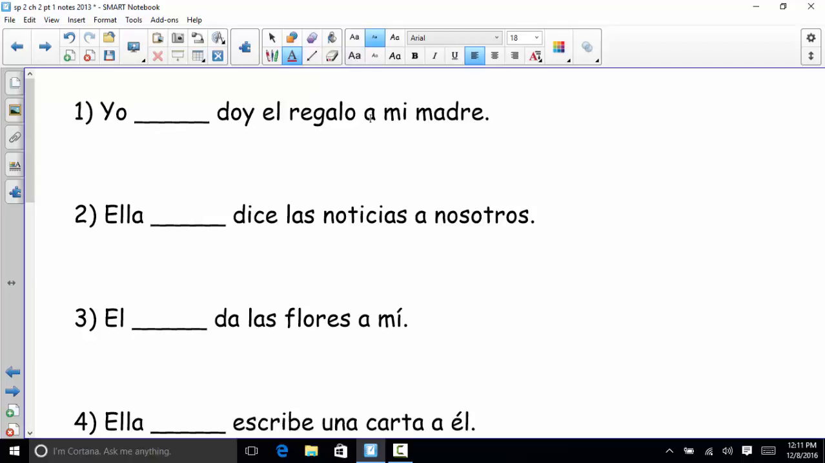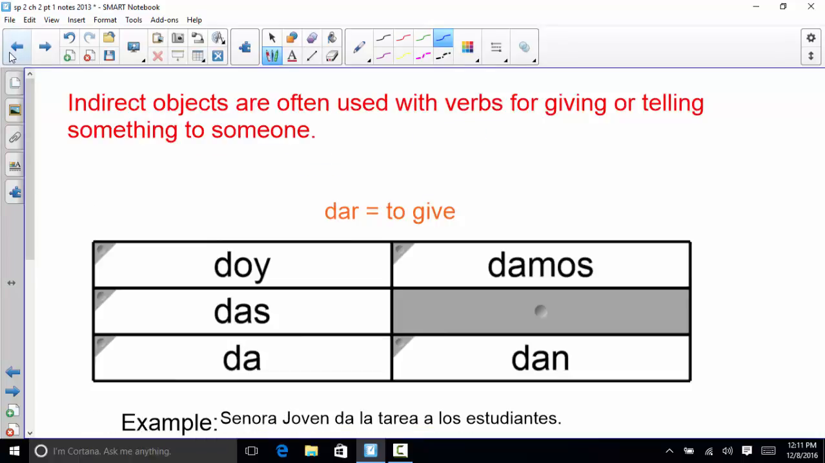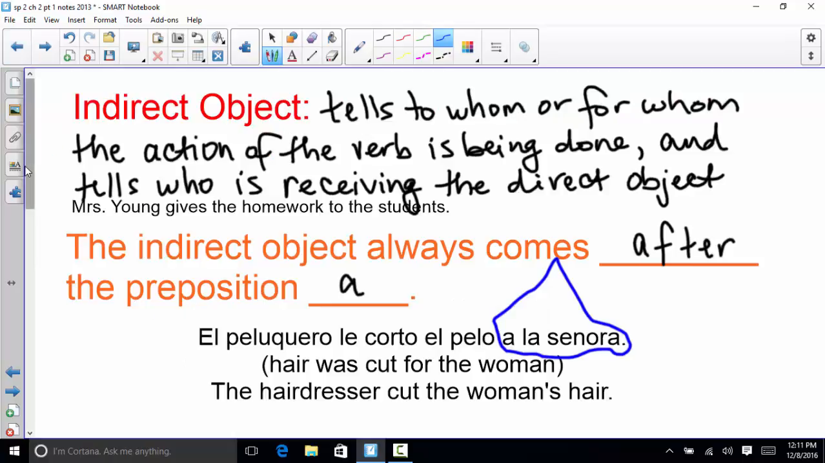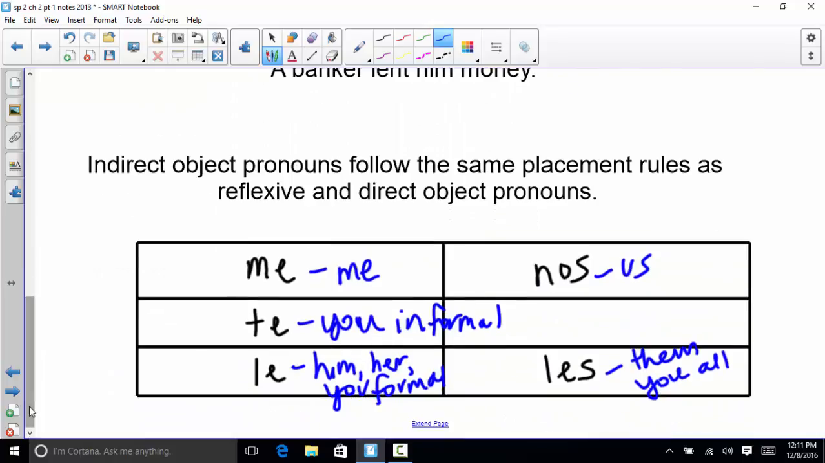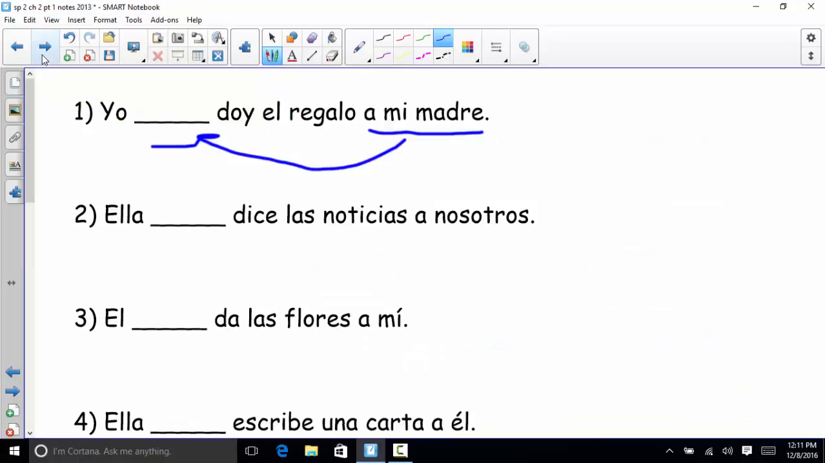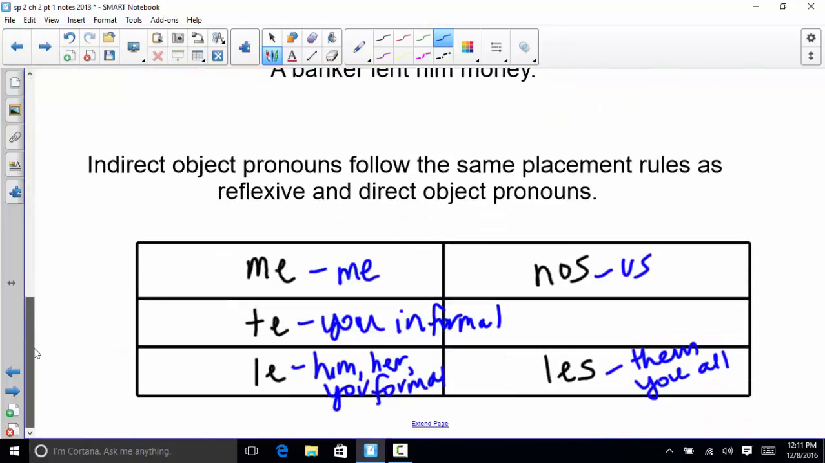Okay, but if we have an indirect object in the sentence, which we do, a mi madre, then we also have to have an indirect object pronoun before the conjugated verb. Okay, so based on my chart from a couple pages ago, I need to choose an indirect object pronoun that I could use with mi madre. Okay, so what I'm going to change that sentence to say is I give the gift to her. So I need an indirect object pronoun that matches the pronoun her. And based on this chart, that is going to be le.